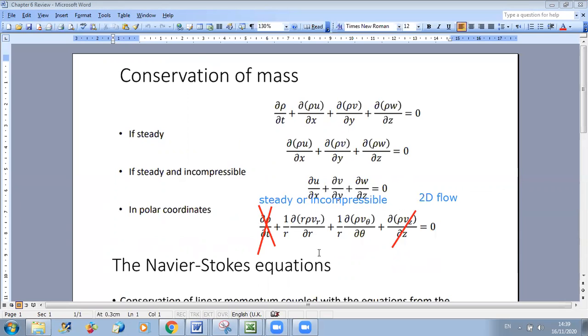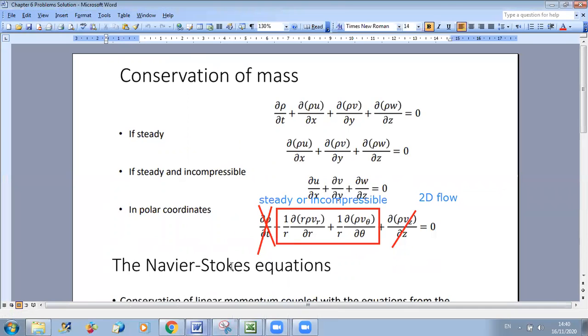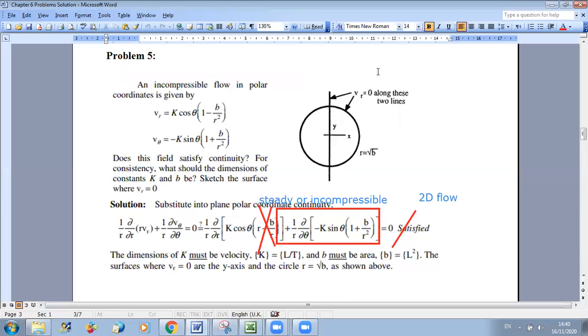So this is our equation. To satisfy continuity, I should satisfy this condition: 1 over r del (r rho Vr) by del r plus 1 over r del (rho V theta) by del theta should be 0. So let us verify that this is applicable in our problem. Let's go back to our given equations. They gave us Vr as a function of r and theta, and V theta as a function of r and theta. Now we replace in this equation to make sure it gives 0.